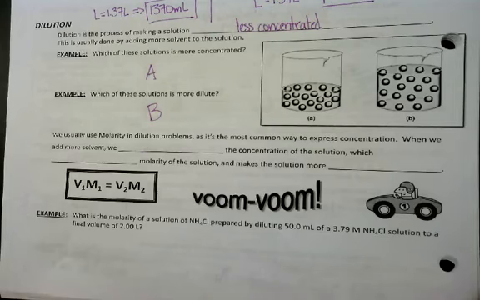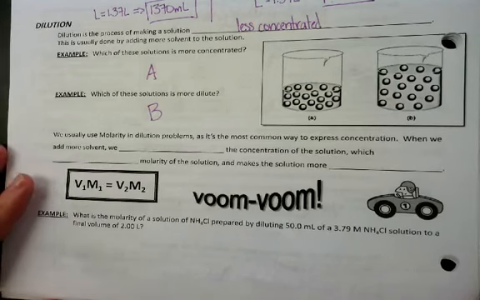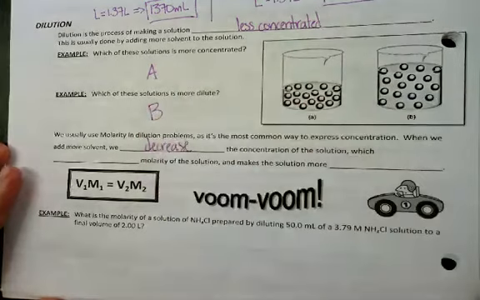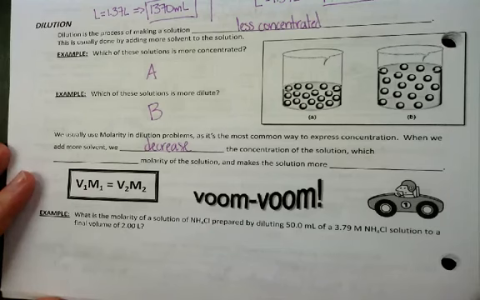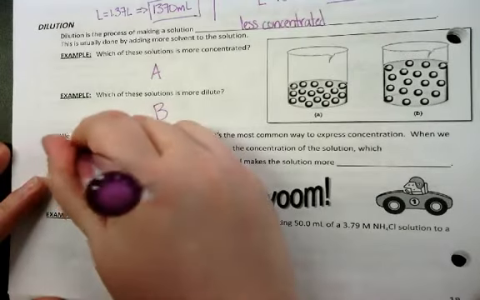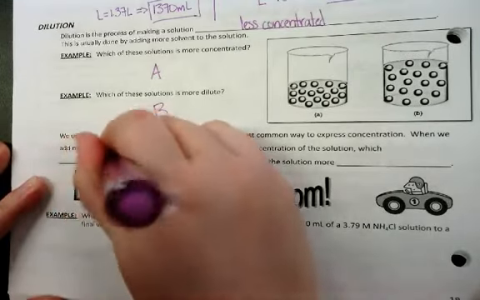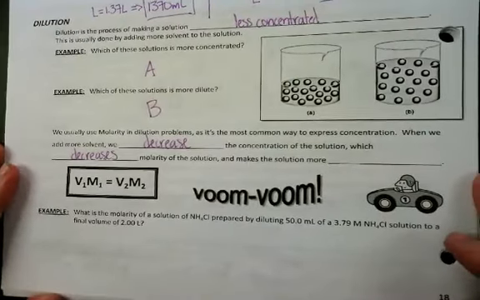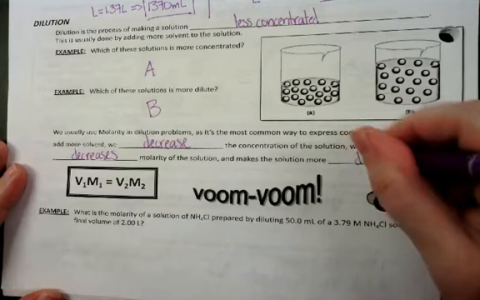We usually use molarity in dilution problems, as that's the way that we talk about and express concentration in chemistry. So whenever we add more solvent, what are we doing to the concentration? Decreasing. We decrease the concentration of the solution, which does what to the molarity? Decreases our molarity. And so it makes our solution more what? Diluted. Wonderful.